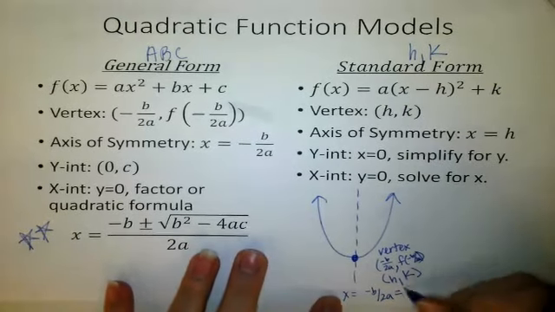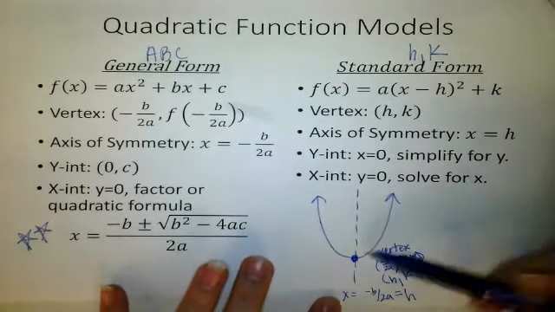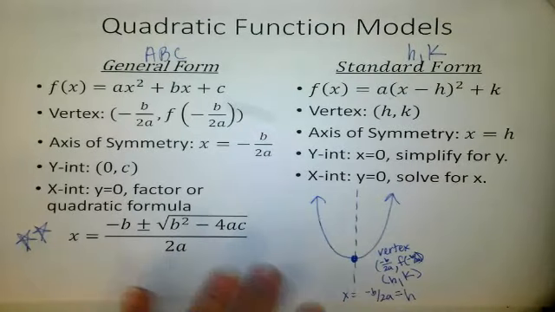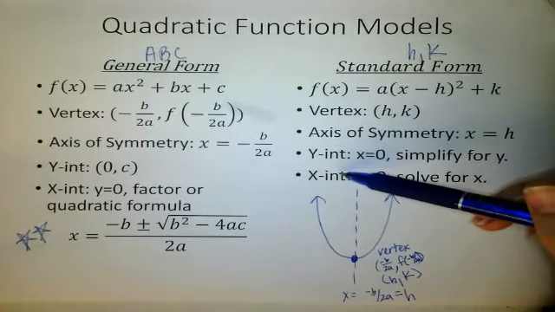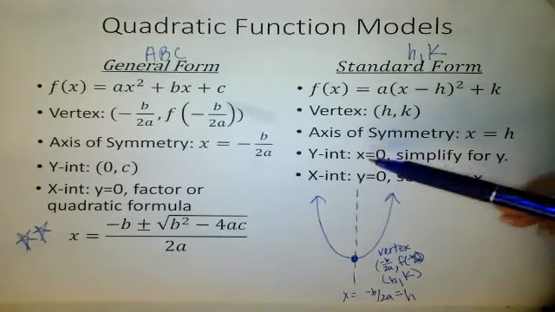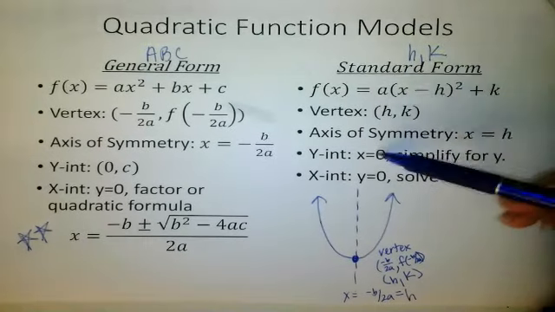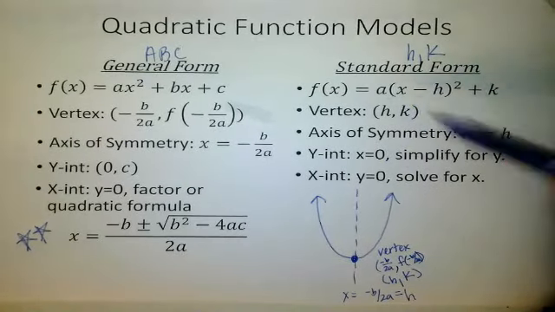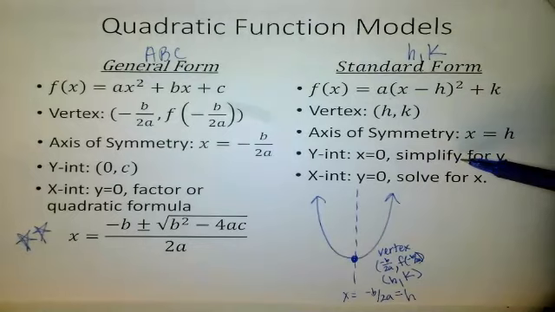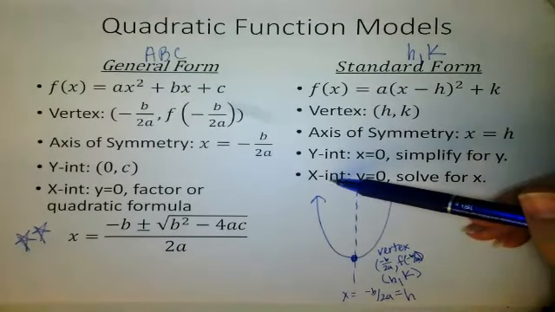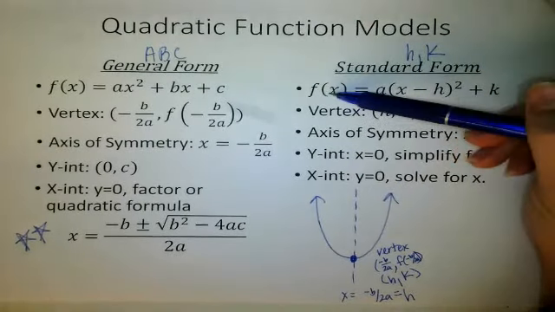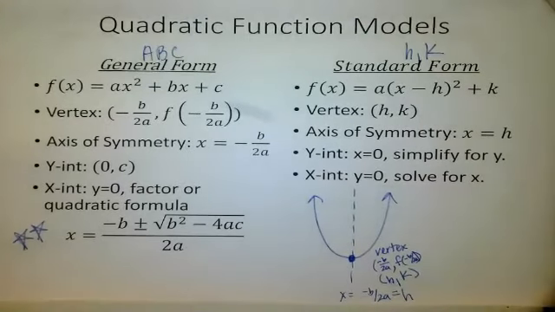The axis of symmetry is just whatever that x coordinate is, in this case the h. And finding your intercepts is also really easy. For the y-intercept, you're going to plug in a 0 for x and just simplify to figure out the y value. And to find the x-intercept, you're going to set it equal to 0 and then solve for x.